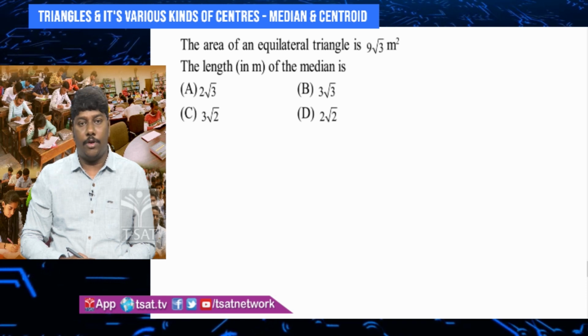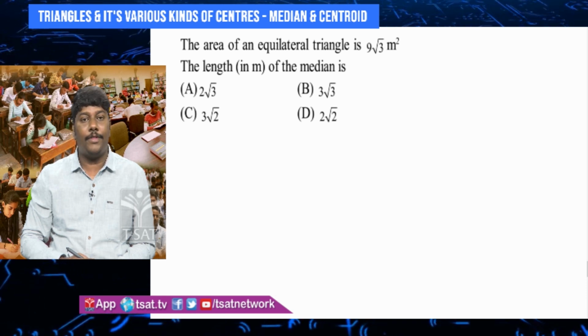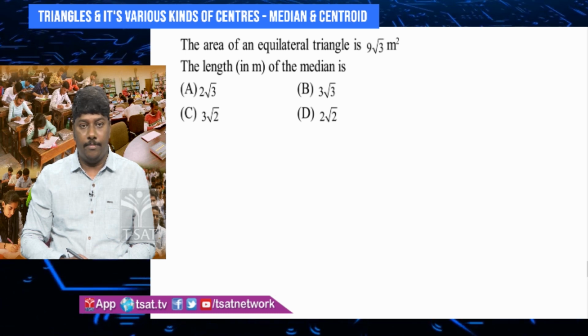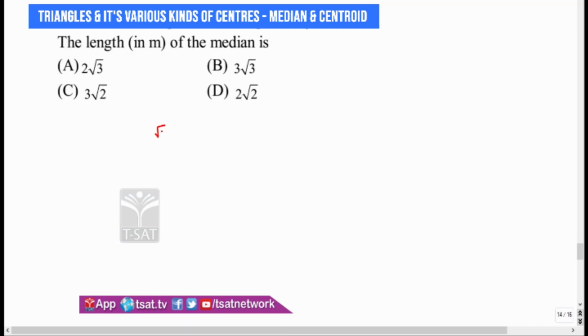Height means altitude, median, angular bisector and perpendicular bisector, all of them are equal. So, any of this you can find out and you can say it is the length of the median. First of all, area of an equilateral triangle is √3/4 a square. a means the side of the equilateral triangle, 9√3. Therefore, a square is equal to √3 cancel, 36.